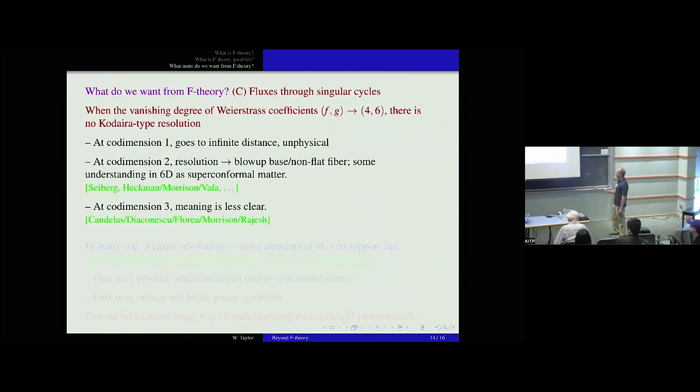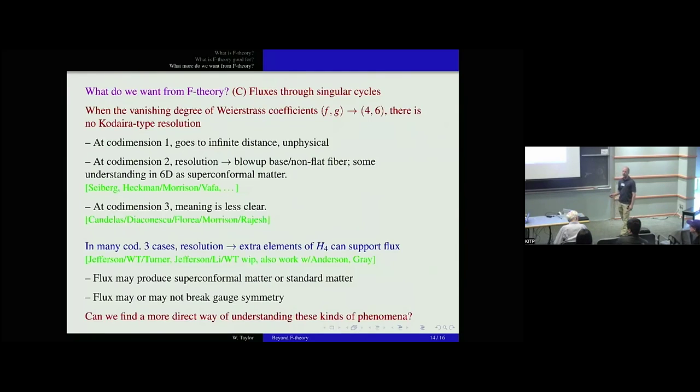At codimension 3, the meaning is much less clear, but there are many cases where we get an additional contribution to H4 that can support flux. And so with these folks, we've been working on understanding this, also with Laura and James, in the context of this work on connecting to heterotic. This flux can produce superconformal matter or standard matter. It may or may not break the gauge symmetry. I'm not going to say too much about this because I don't have 100% confidence in our understanding, although we're coming along on that. But we would like a more direct way of understanding these kinds of phenomena.